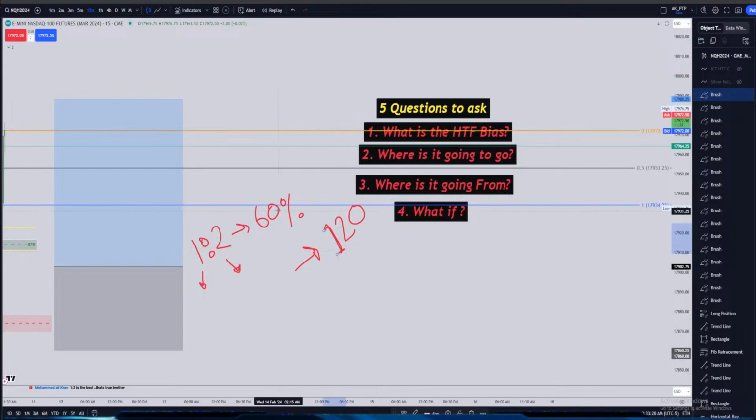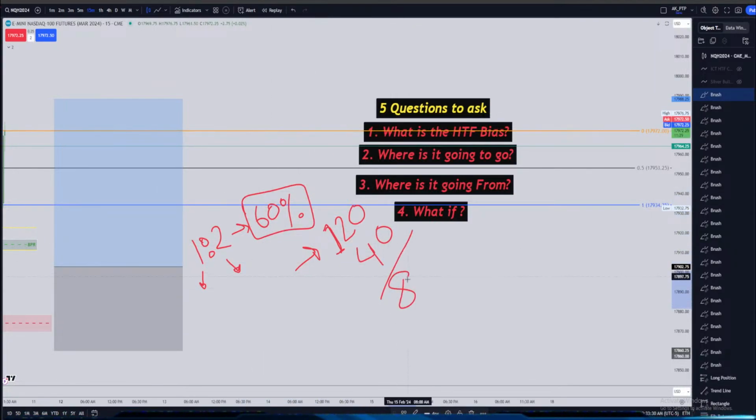Okay, and how many trades are you losing? Out of 100 trades, you are losing 40 trades. So -40 is 80% overall gain after 100 trades.